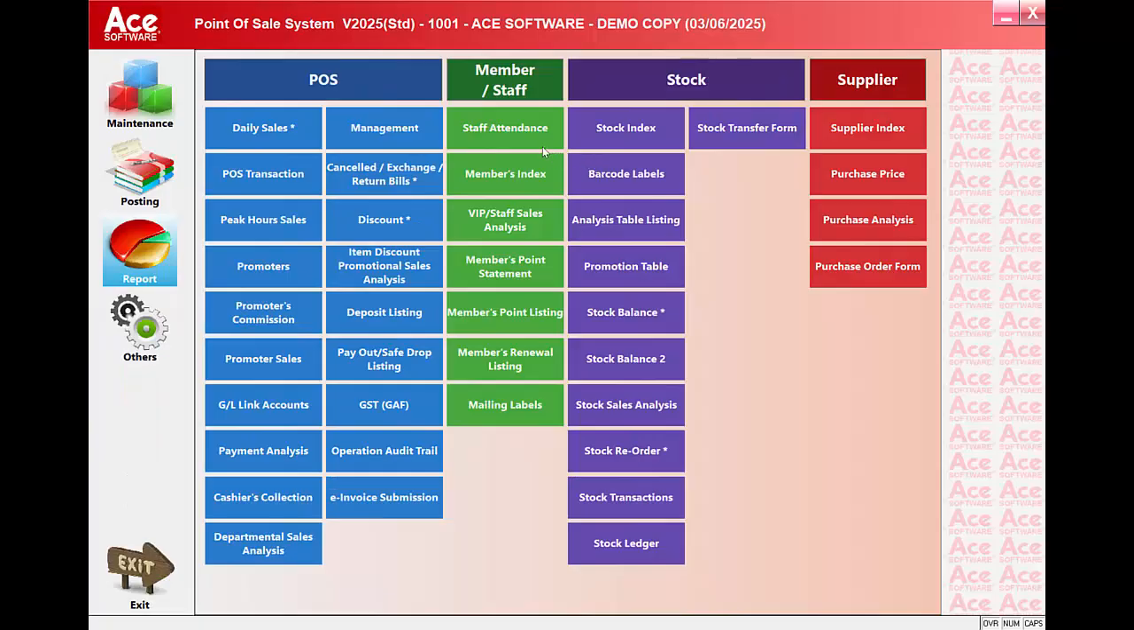Now we also have the staff attendance report. Remember earlier your staff clock in. You have a list of members, who are your usual regular customers, what type of sales analysis applies to what they buy, what kind of member points, and how many points they have already obtained. All these are inside here.